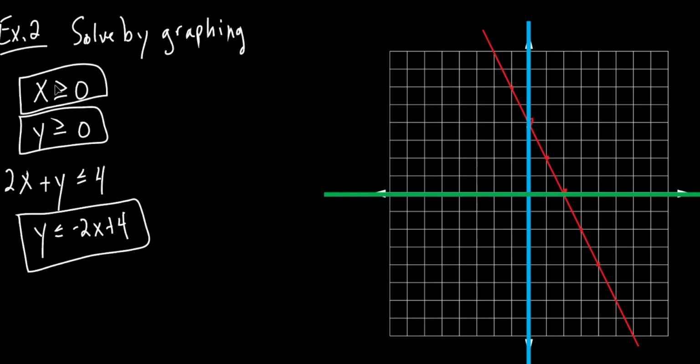This one right here is everything shaded to the right. And the y, it's this one right here, and it's greater than as well. It's everything shaded where? Up. So it's to the right of the blue, it's below the red, and it's above the green. So I want to find out where do they all come together, right?